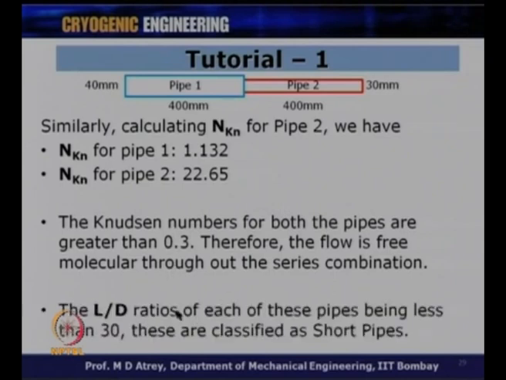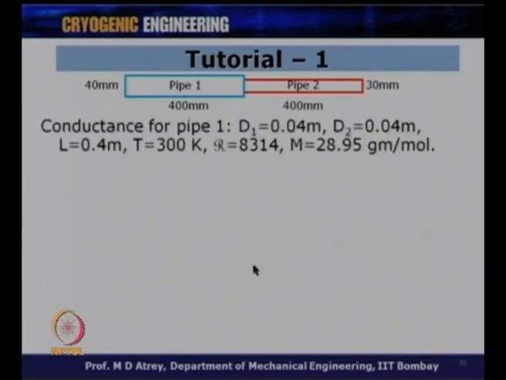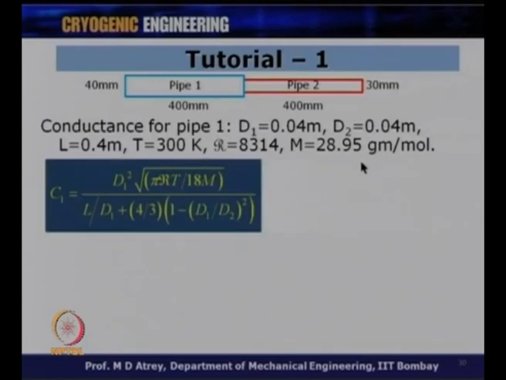The L by D ratios of each of these pipes being less than 30, these are classified as short pipes. So, we got an expression for short pipe free molecular flow, and the expression for the conductance could be used for these cases. So, conductance for pipe, which is D1 0.04, D2 is 0.04, L is 0.4, T is 300 Kelvin, and all these things are shown over here.